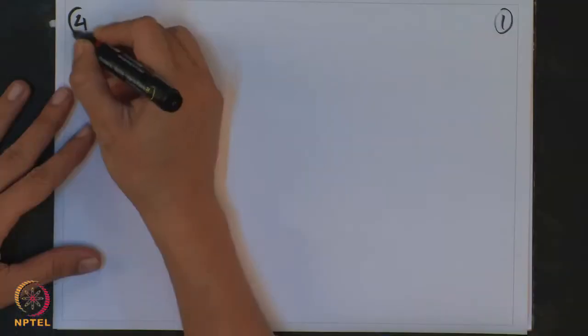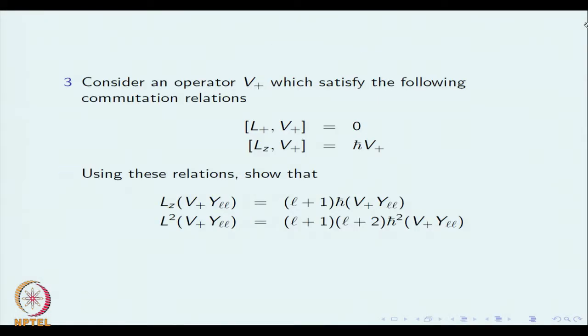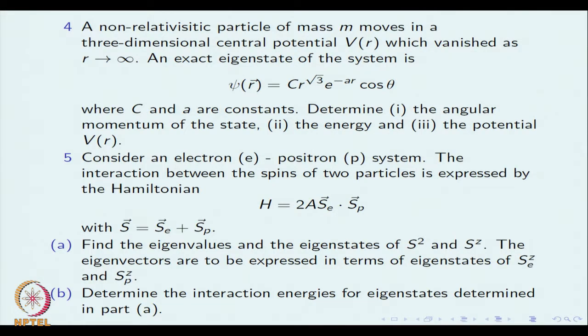So in the 4th problem, a wave function is given to you. Normally you have seen wave functions in the problems. In this problem you have a non-relativistic particle of mass m which moves in 3 dimensions in a central potential. So this is, I think, the first problem based on central potential, and at infinity the potential vanishes.